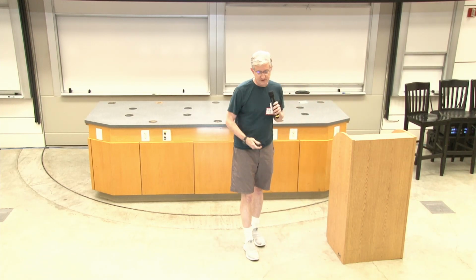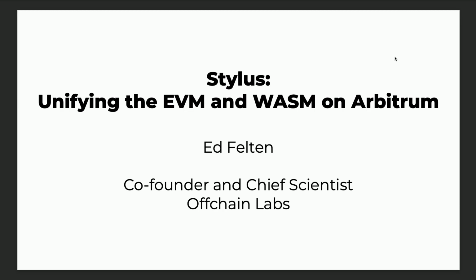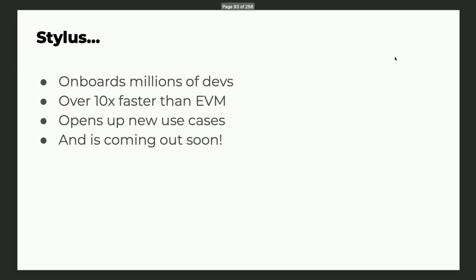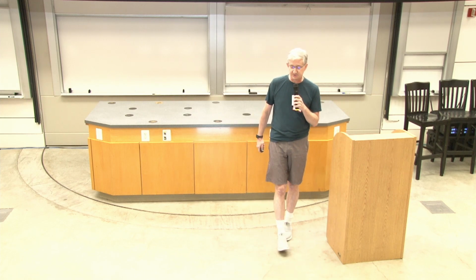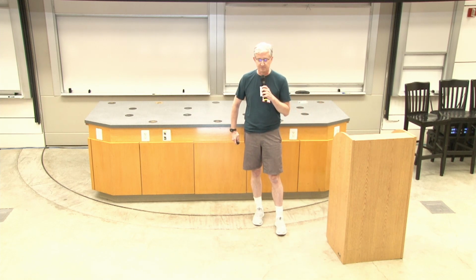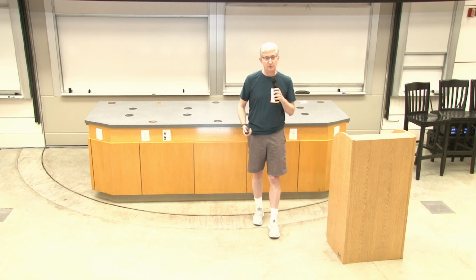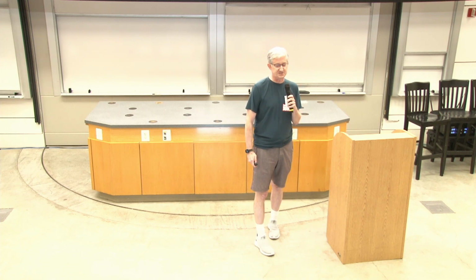Thanks. Good morning, everyone. I want to talk about Stylus, which is an upgrade coming soon to an Arbitrum chain near you. First, let me tell you what we're trying to accomplish with Stylus. We're trying to onboard many more developers into the Ethereum-compatible space. We're trying to provide an execution environment which, without giving up EVM compatibility or full composability, gives you more than 10x performance improvement over EVM alone. We want to open up new use cases, and it's coming out very soon.